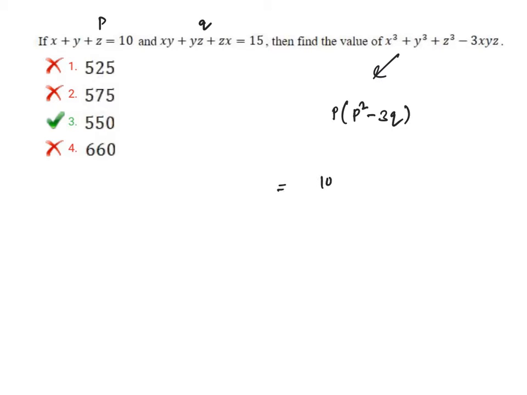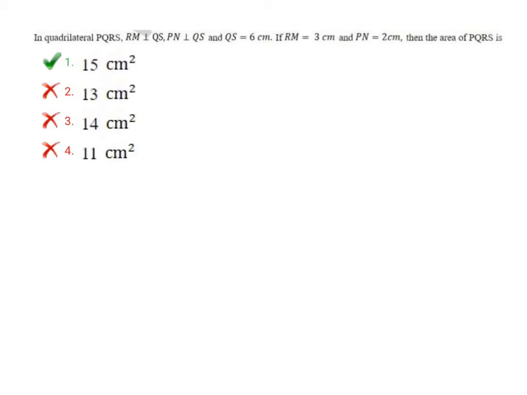So that is 10 into 100 minus 45. That is 10 into 55. Therefore it is 550.